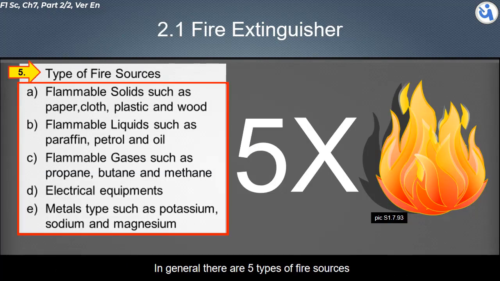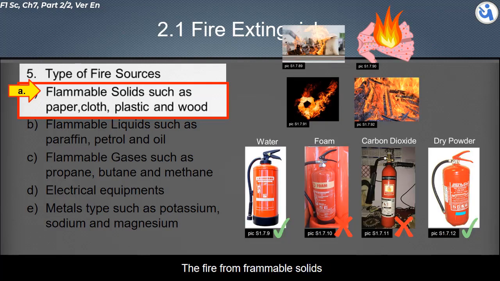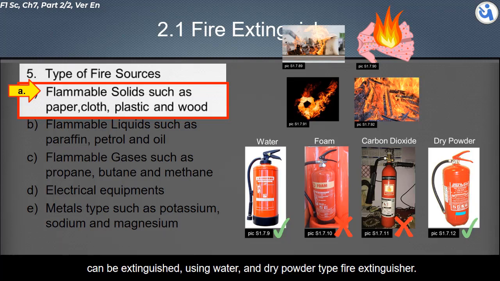In general, there are 5 types of fire sources. The first is flammable solids, such as paper, cloth, plastic and wood. The fire from flammable solids can be extinguished using water and dry powder type fire extinguishers. It is unsuitable to use the other 2 types of fire extinguisher.